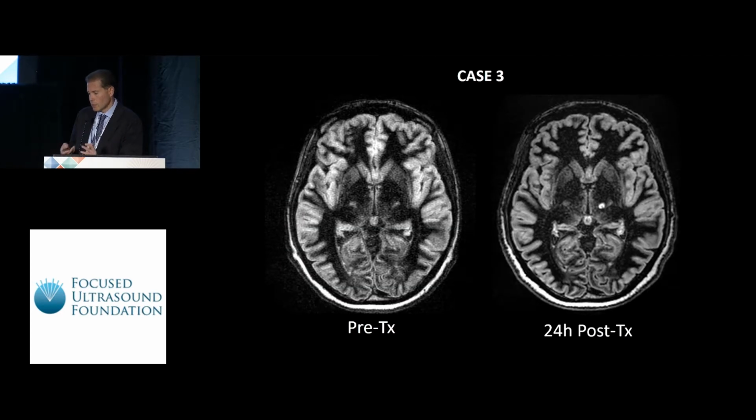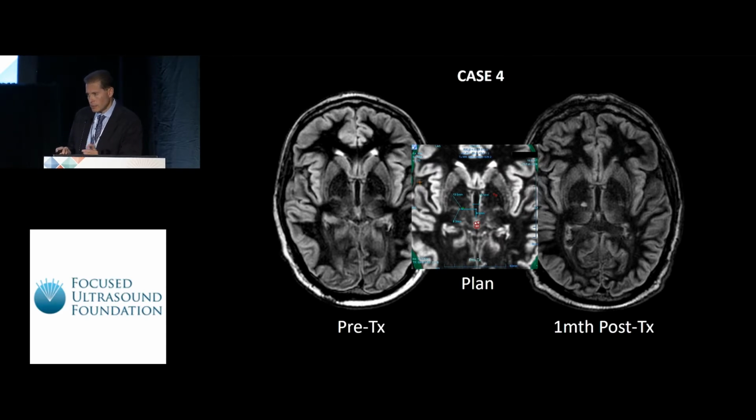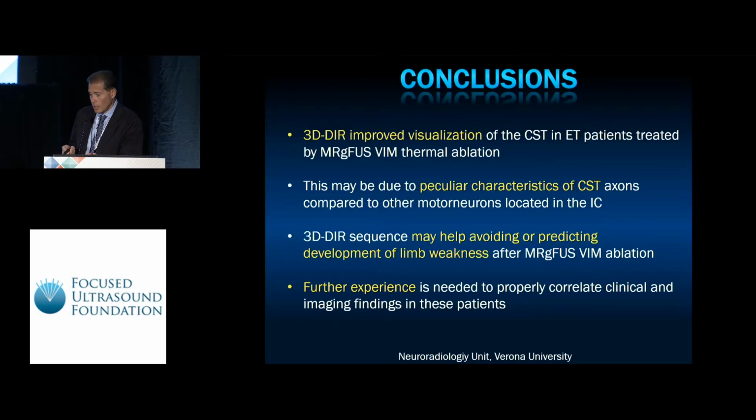Another case here, there wasn't a significant edema, and you can still distinguish the lesion from the cortico-spinal tract. So we use this technique during the planning to verify the distance from the third ventricle border to the cortico-spinal tract. What did we come out with? Three-dimensional inversion recovery helps find the cortico-spinal tract in each patient, and it may help avoid and predict weakness in the arm. And of course we need further experience to verify our findings.